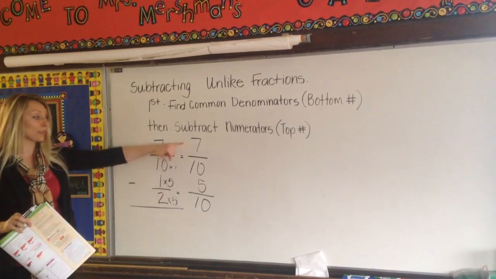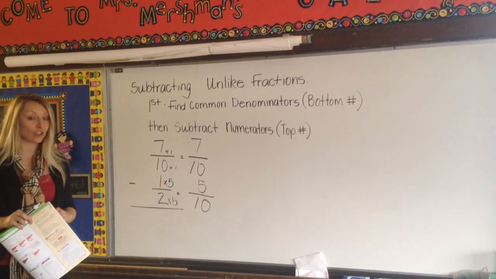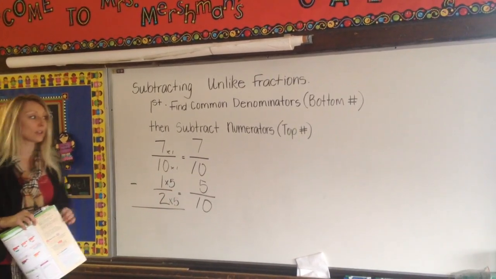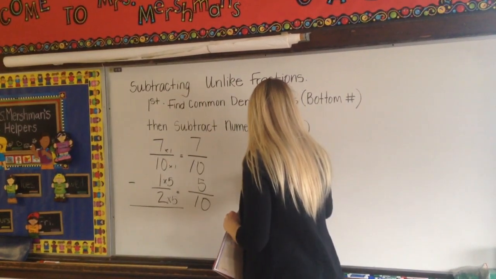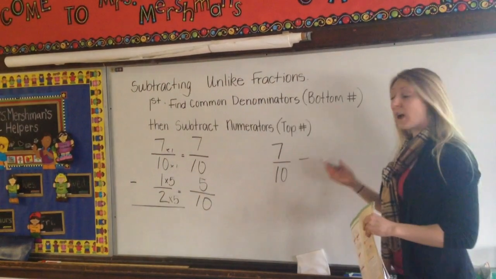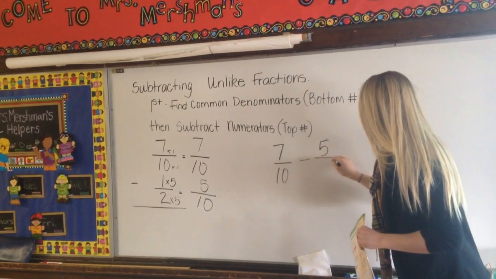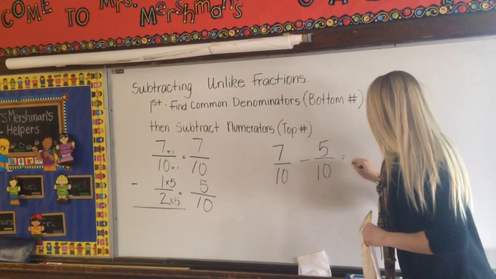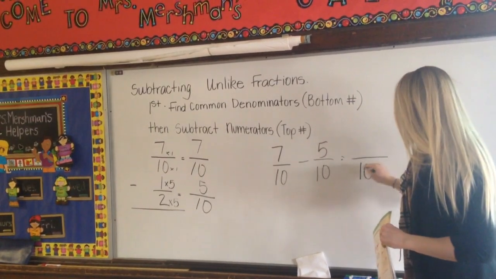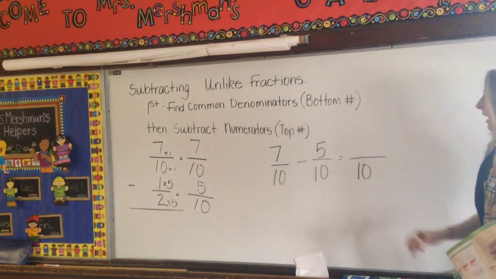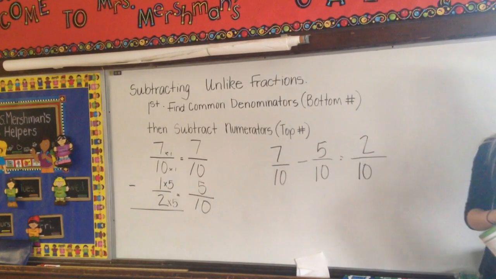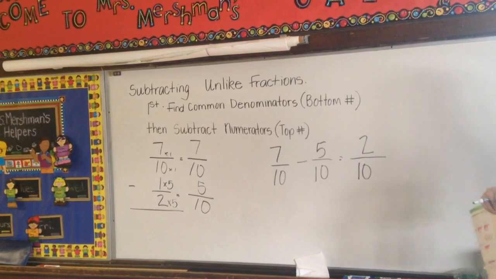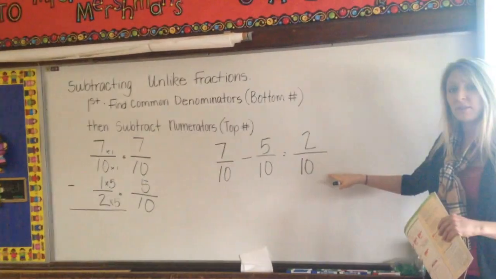Now I have a subtraction problem with fractions that have common denominators. Now I can do 7/10, and I can take away 5/10. Remember, your denominators stay the same, 10, and 7 minus 5 is 2. One more step, I need to actually simplify 2/10.